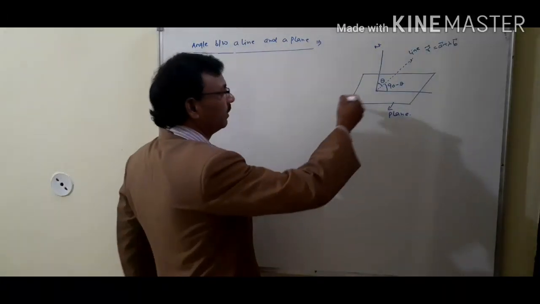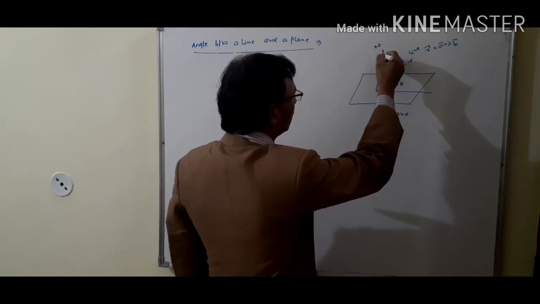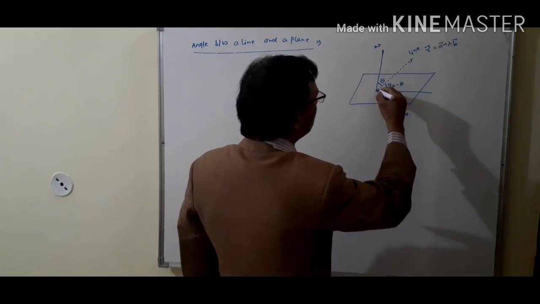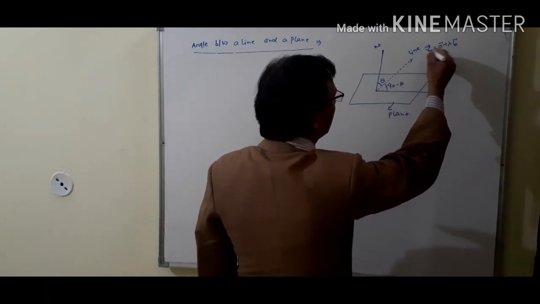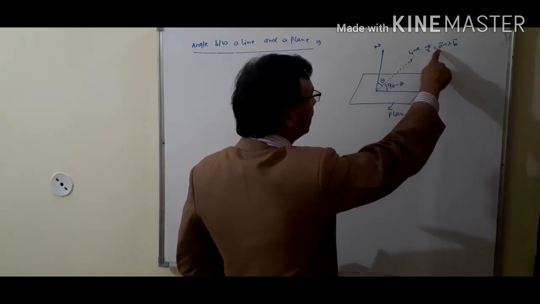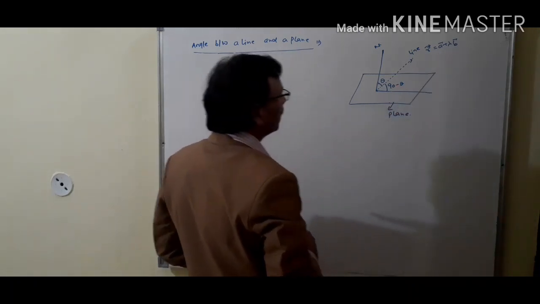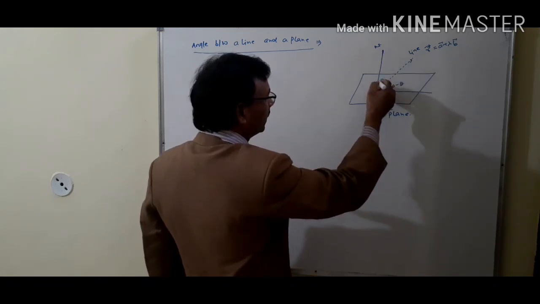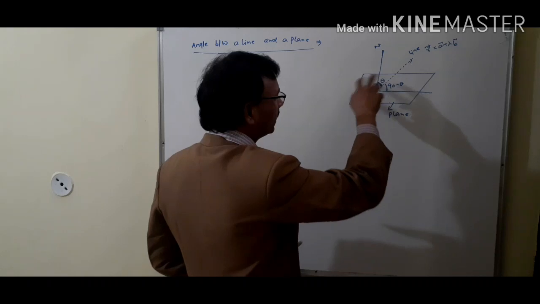We can see in this figure, this is the normal of the given plane, and this is a line whose equation is given here: r equal to a plus lambda b. Here a means this line passes through a point, and this line is parallel to another vector b. Now the angle between the normal and the line is theta, then this angle will be 90 minus theta. That means this is the complementary angle.